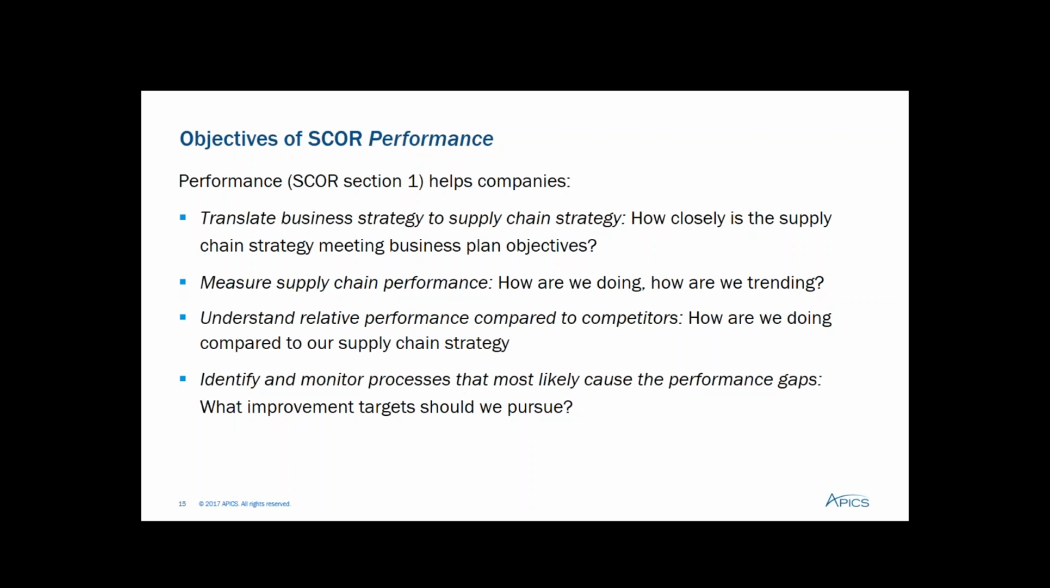SCOR performance provides companies and their supply chains with a measuring stick by which they can compare their current performance with marketplace competitors. Identify and monitor processes that most likely cause the performance gaps. Competitive benchmarking and comparing the expected performance of process key performance indicators to actual performance will highlight the gaps in performance and serve as a roadmap to continuous improvement to be pursued by businesses and their supply chains.